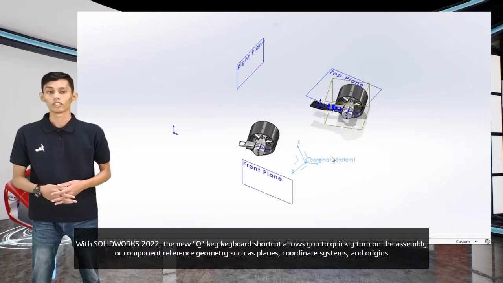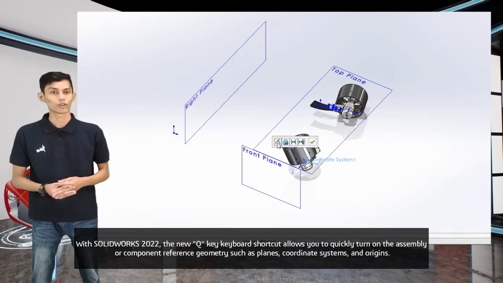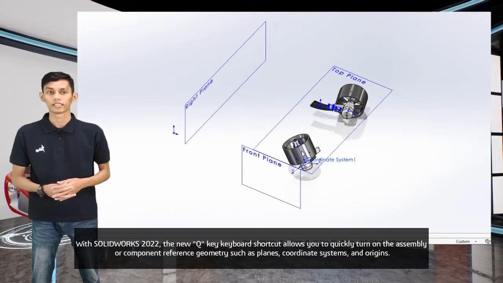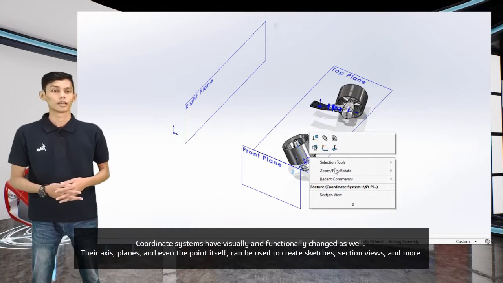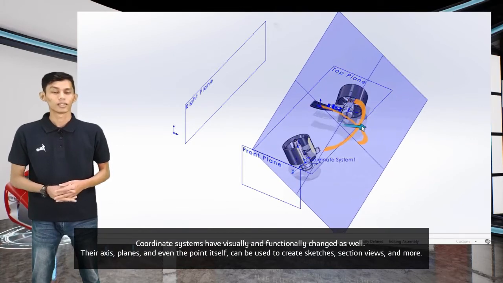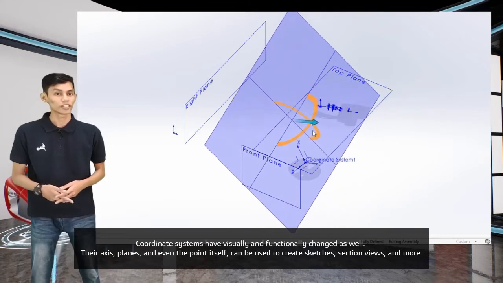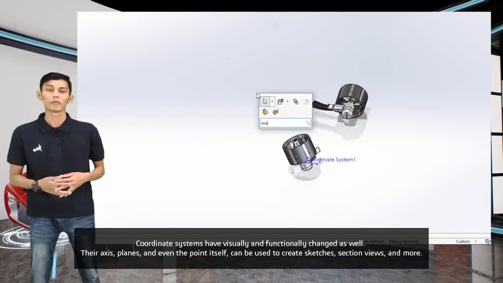With SOLIDWORKS 2022, the new Q key keyboard shortcut allows you to quickly turn on the assembly or component's reference geometry, such as planes, coordinate systems, and origins. Coordinate systems have visually and functionally changed as well. Their axes, planes, and even the point itself can be used to create sketches, section views, and more.